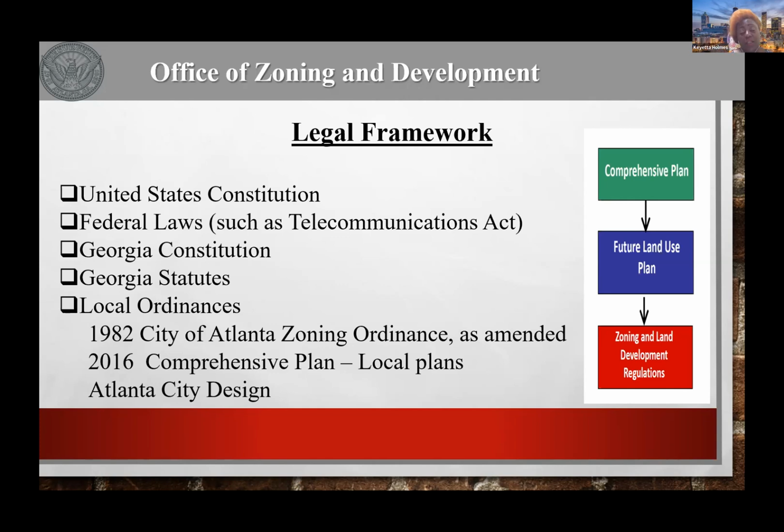Georgia gives local authority to municipalities to zone and regulate land. We do that through our local ordinances, one being our 1982 City of Atlanta zoning ordinance as amended, what is now the 2021 comprehensive plan, which is Plan A. We also have Atlanta City Design, which is the plan for our city. All of that regulates all of our land use here in the city of Atlanta.